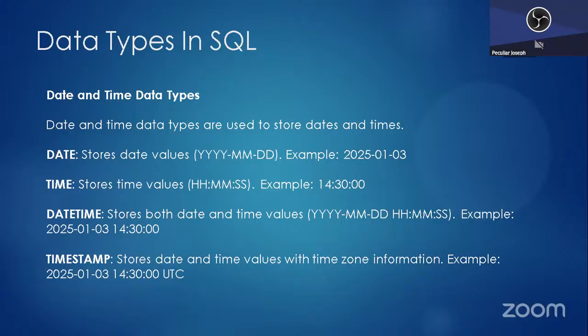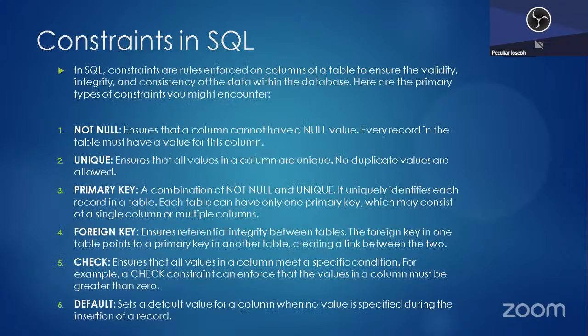Now, the next thing we're going to talk about are constraints in SQL. We must understand constraints when it comes to understanding how data is stored, because constraints are like putting rules on each column in your table, specifying what you want to allow and what you don't want to allow. For this particular column, this is what I want to allow. For this particular column, this is not what I want to allow.